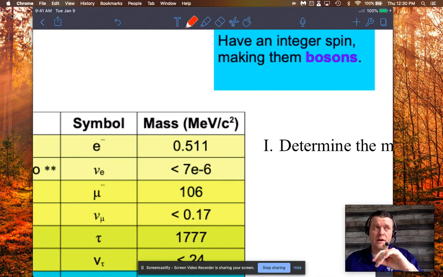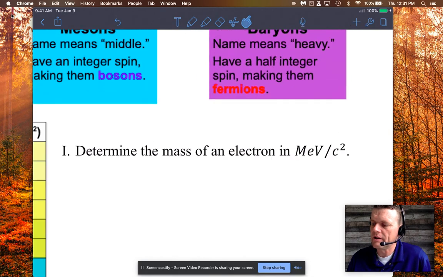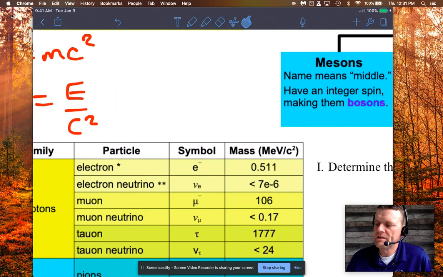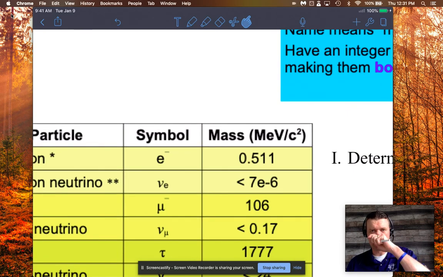Because if you look on one side of your formula sheet, it has the masses of subatomic particles, but it has them in these units, mega electron volts per c squared. Having that as a baseline makes it much easier to compare masses rather than using kilograms. So I want to attempt to explain that, and then I want to determine the mass of an electron in mega electron volts over c squared. This table says it's 0.511, so we're going to see if we can get close to that.